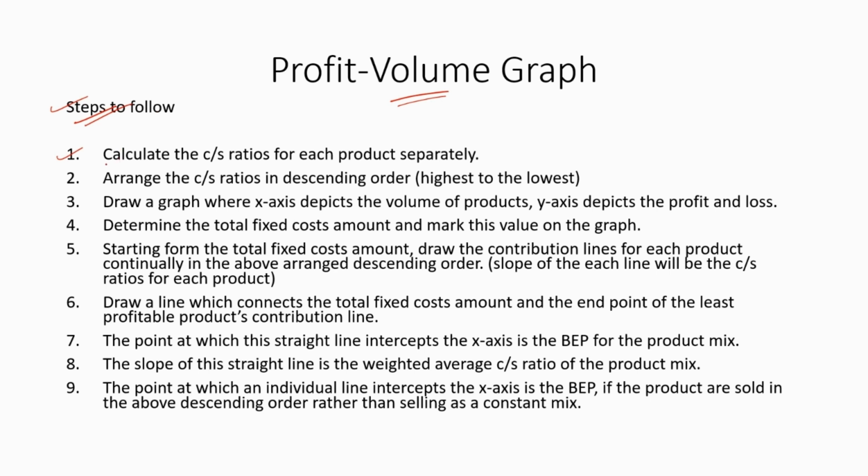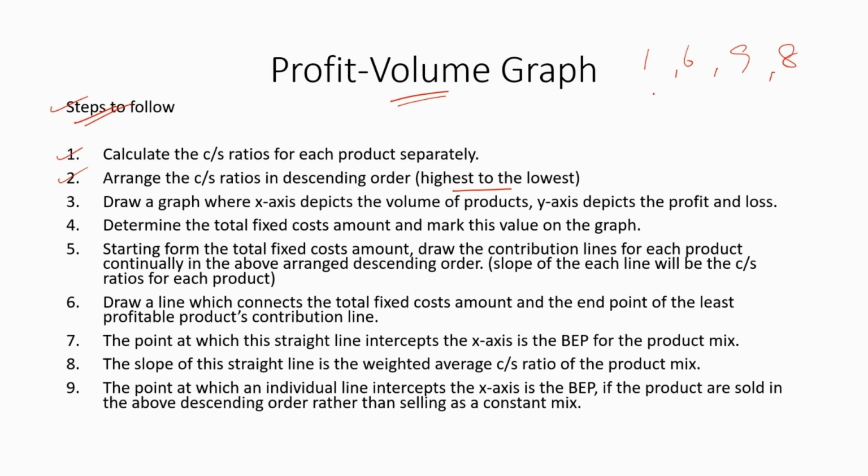First of all, you have to calculate the CS ratios for each product separately. Then you have to arrange the CS ratios in descending order. Descending order means highest to the lowest value. Let's say there are figures 1, 6, 9, 8. Let's say these are the CS ratios for 4 products. In the second step, you have to arrange these CS ratios in descending order, which means highest to the lowest.